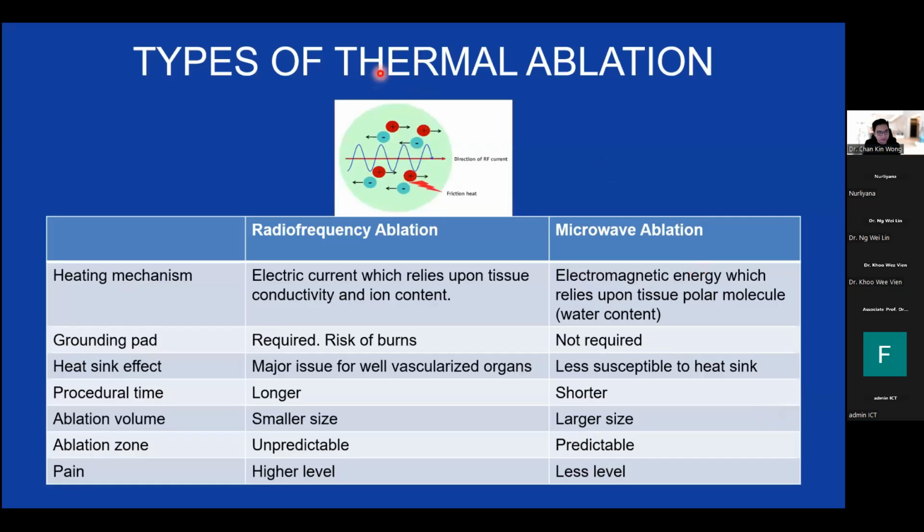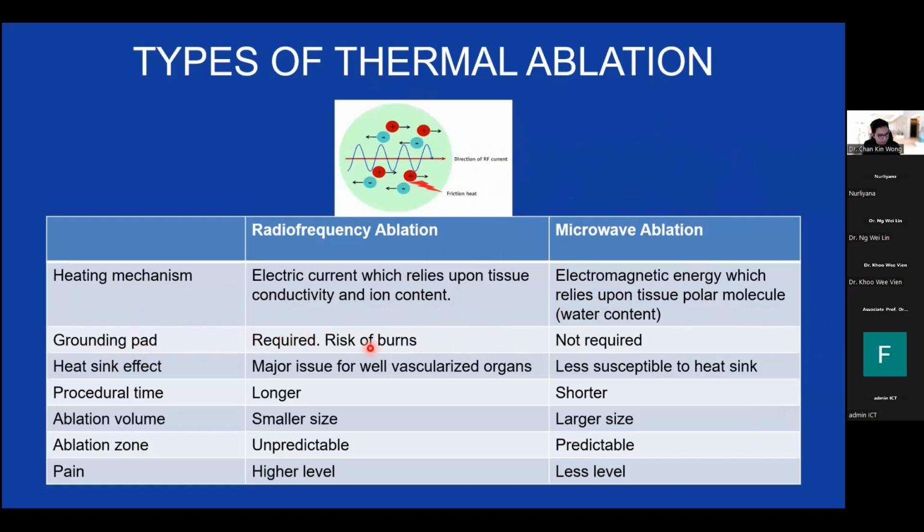So thermal ablation generally covers two main types of ablation, which is RFA, radio frequency ablation, which is more traditional, and microwave ablation. The difference between these two is mainly the heating mechanism. RFA uses electrical current and relies upon tissue conductivity and ion content. Microwave ablation, on the other hand, uses electromagnetic energy.